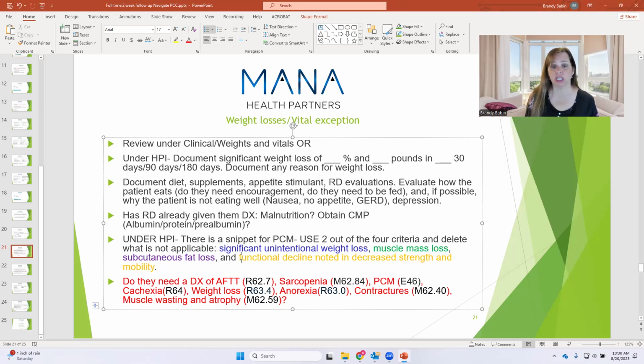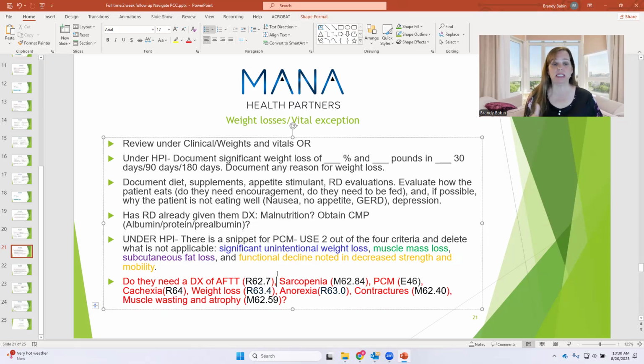And then functional decline noted in decreased strength and mobility. So usually most patients have muscle mass loss and functional decline. And then subcutaneous fat loss and weight loss kind of go hand in hand. So do you have 2 out of those 4 that meet the criteria? If you do, delete the ones that aren't applicable. So maybe there's one that's not applicable. Maybe all of them are applicable. But if you don't have unintentional weight loss and you leave that in there, now your documentation is not accurate or appropriate. So make sure you look at that.